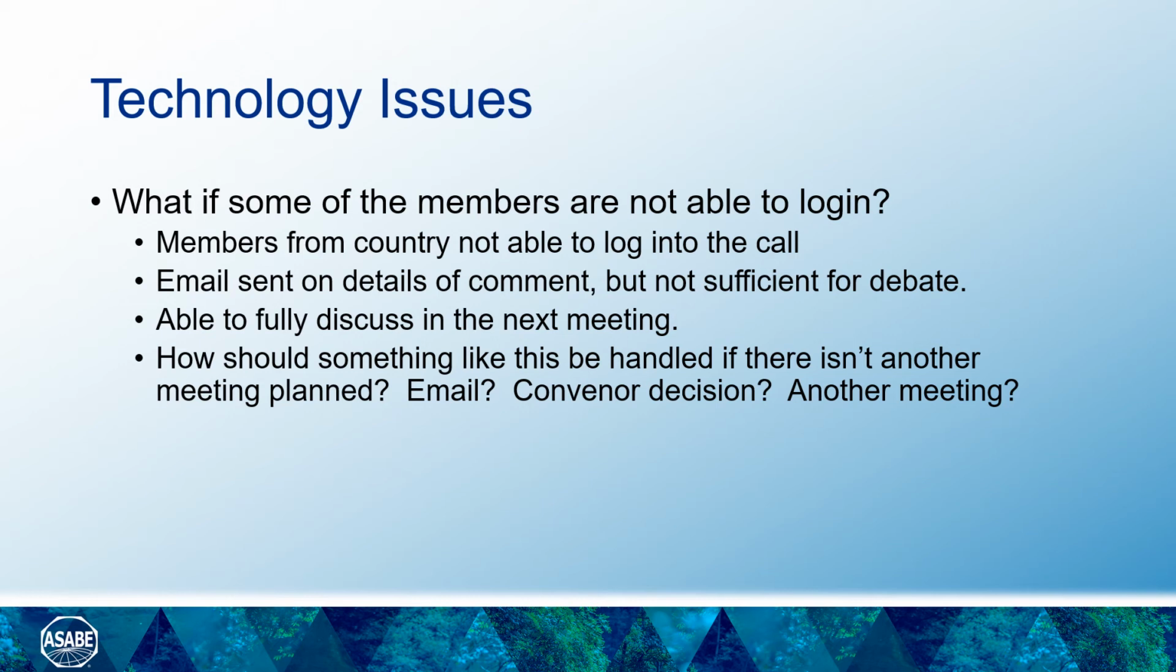But how should something like this be handled if there isn't another meeting planned? Well, the convener needs to make the decision on how to handle this, but with care so that the comments can be handled fairly. Maybe it is simply through an email, but if the comment is core to the technical document or contentious, it might be best, as painful as it is, to schedule another meeting.